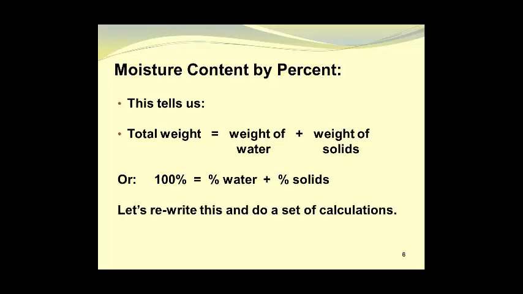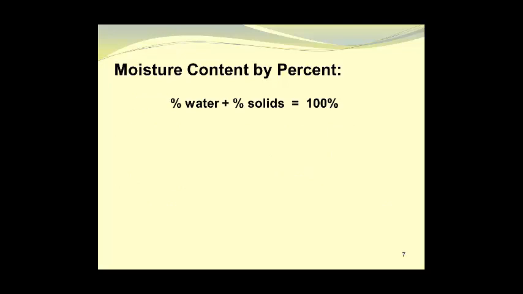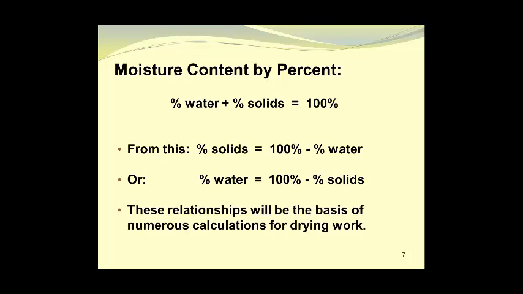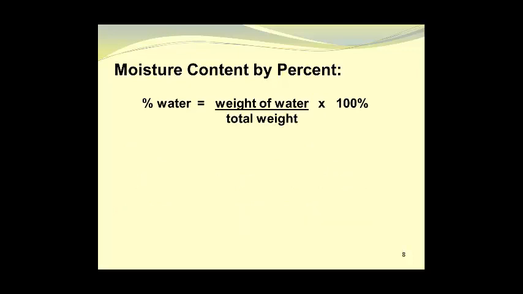So let's rewrite this and do a set of calculations. The percent water plus the percent solids on a weight basis will equal 100%. From this, we can express the percent solids as being 100% minus the percent by weight water, or the percent water will be 100% minus the percent by weight of solids that are present. These relationships will be the basis of numerous calculations for drying work.